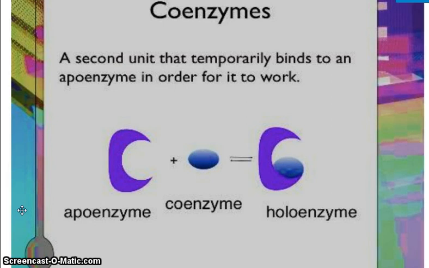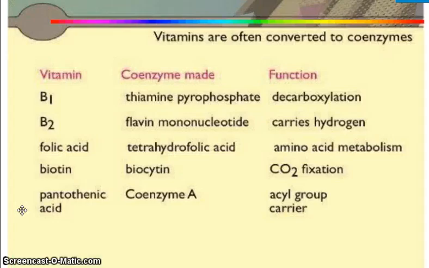A coenzyme is a second unit that temporarily binds to an apoenzyme in order for it to work. So, apoenzymes and coenzymes.